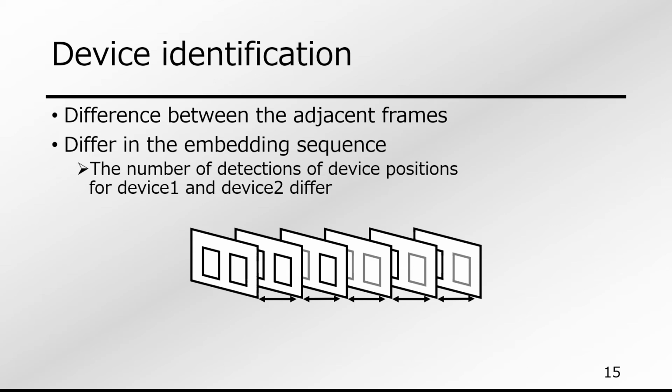Unlike the estimation of the device position method, it simplifies the difference between the adjacent frames of the photograph video. The numbers of detections of device position for device 1 and device 2 differ because of the differing embedding sequence for each device. The device is identified based on the difference in frequency of device position detection.